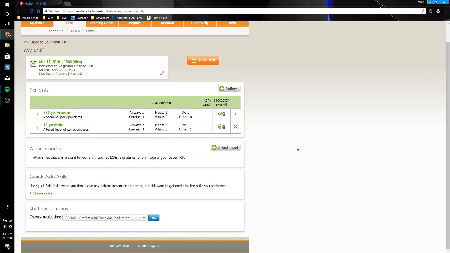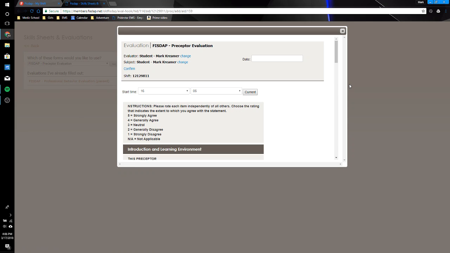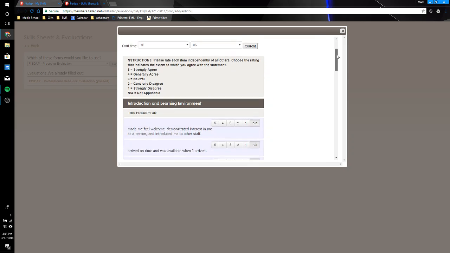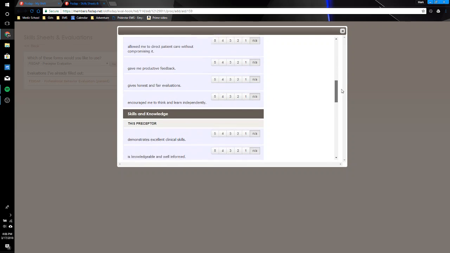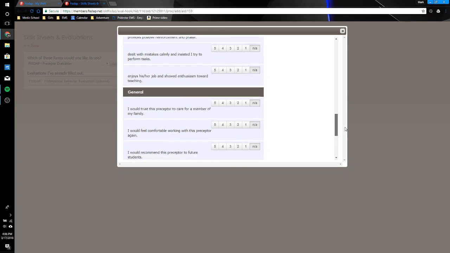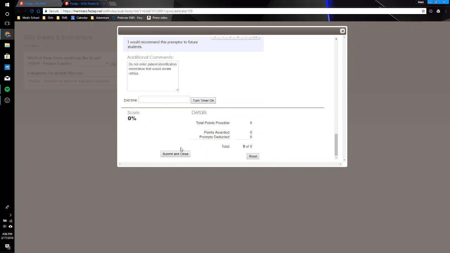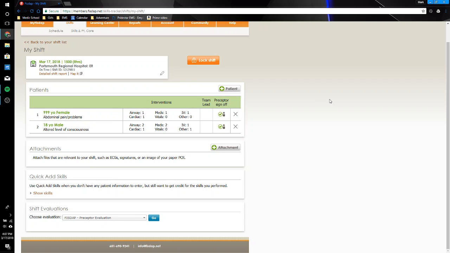Good deal. So we have that there, and then you can do this anytime. This is the preceptor evaluation. If you're with one preceptor, which is really what this is built for, you would do that. But anyway, it just asks you a bunch of questions. This preceptor made me feel welcome and warm and fuzzy and was smart and kind and all that, right? You just fill this all out and submit and close. All right. So now our shift is done.